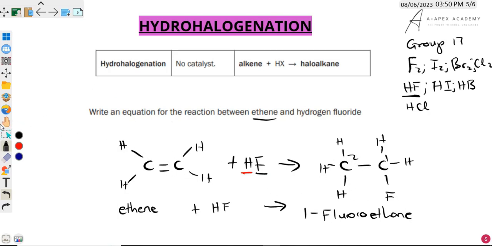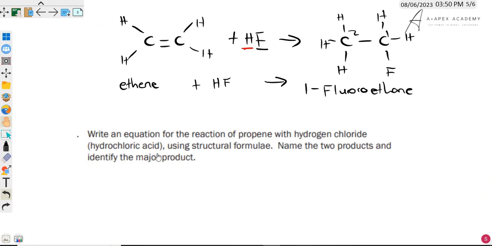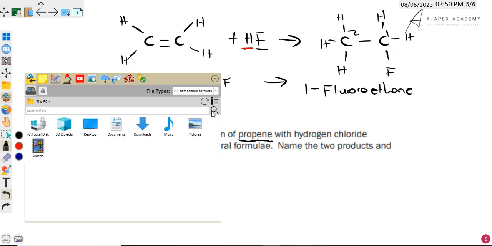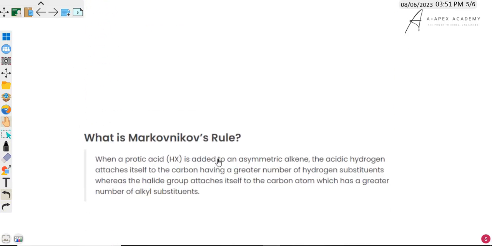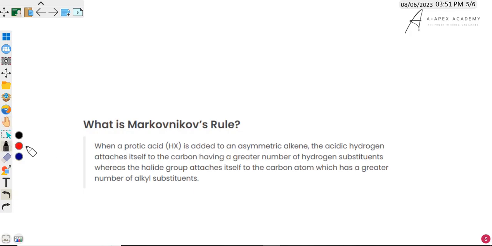Now this won't always work, whereby you can just substitute the fluorine in any of the carbon and you get the same answer. Sometimes you'll get problems like this one. Write an equation for the reaction of propane now with hydrogen chloride, hydrochloric acid, right? Using structural formula. Name 2 products. Identify the major product. Now this is where we'll be using a rule called Markovnikov's rule. You don't have to know the law. You don't have to know how to state it. You just have to know how to apply it.